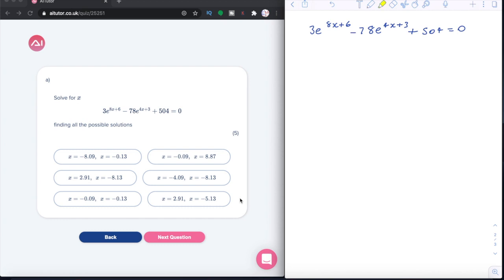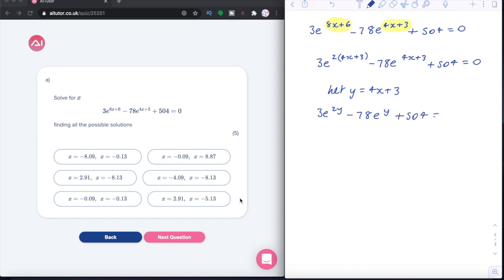So we've got this power of 4x plus 3, and here we've got this power of 8x plus 6. So we take out a factor of 2 for 8x plus 6, and we're going to get 3e to the power of 2 multiplied by 4x plus 3, minus 78e to the power of 4x plus 3, and that's plus 504 equals 0. You can now use a substitution. Say let y equal 4x plus 3. And we get 3e to the power of 2y minus 78e to the power of y plus 504 equals 0.